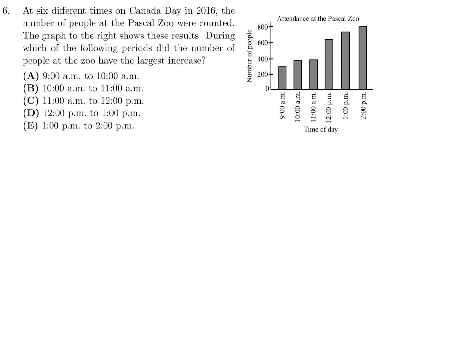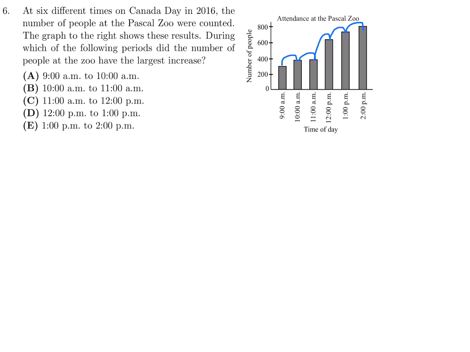At 6 different times on Canada Day in 2016, the number of people at the Pascal Zoo were counted. The graph to the right shows these results. During which of the following periods did the number of people at the zoo have the largest increase? All right, so we have to figure out the increase from there to there, from there to there, and so on.